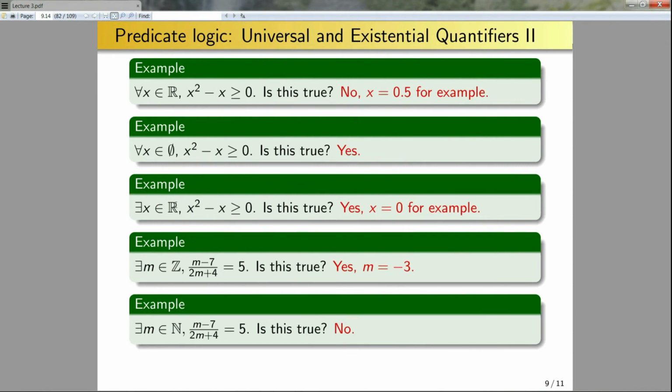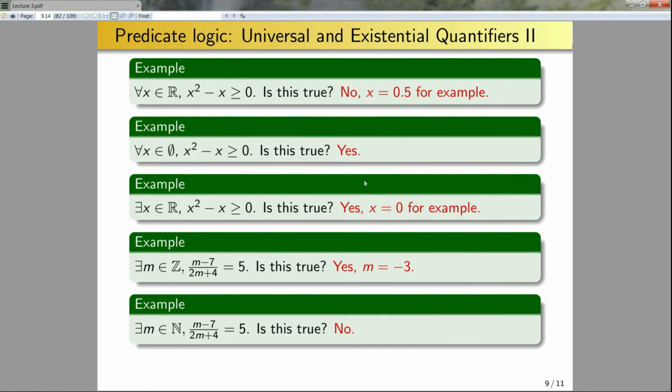So if you're not familiar with these R, Z, N, feel free to ask in Piazza or office hours, but do keep in mind I will formally define them in a couple weeks, and I'm not expecting you to answer questions using these sets as of now.